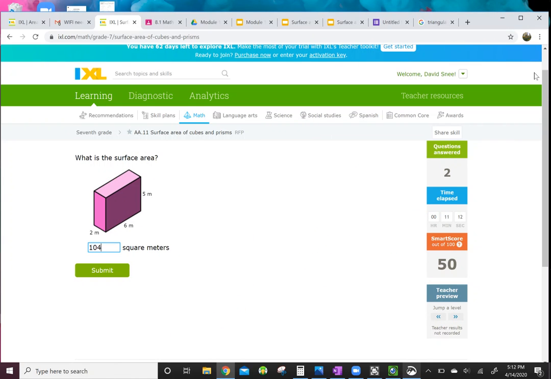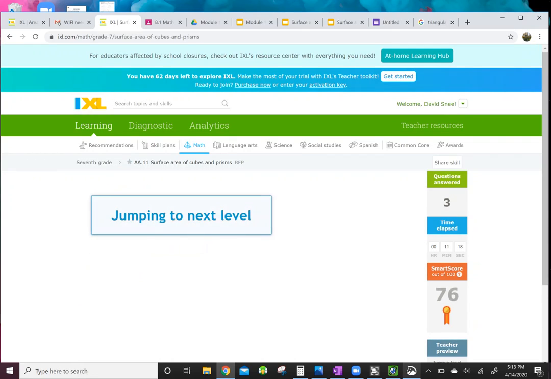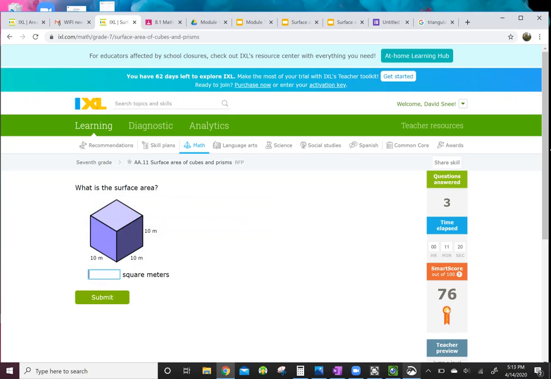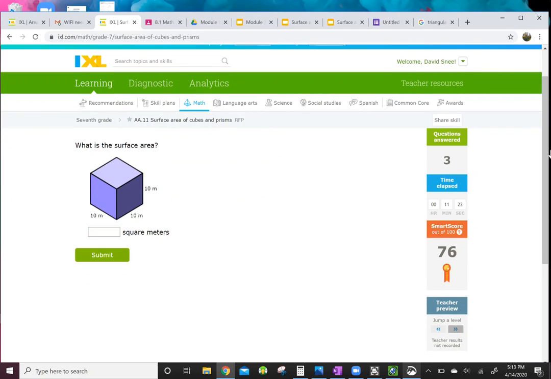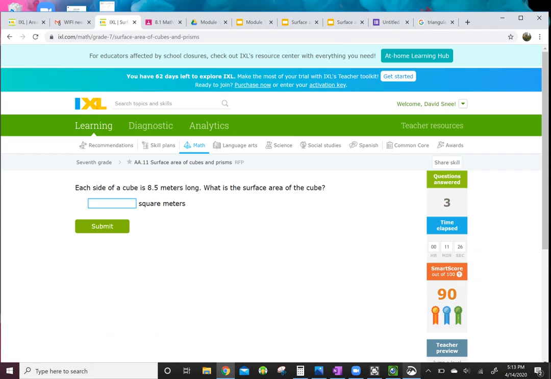104. It's not about getting all the right answers. It's about using your mistakes as learning experiences. We're going to go one more level and see what happens. This looks the same. You're doing the same thing. And then we're going to go into the challenge zone and see what we get.